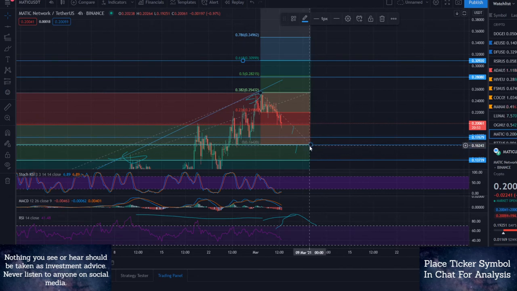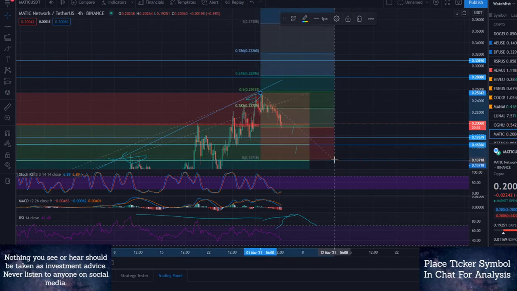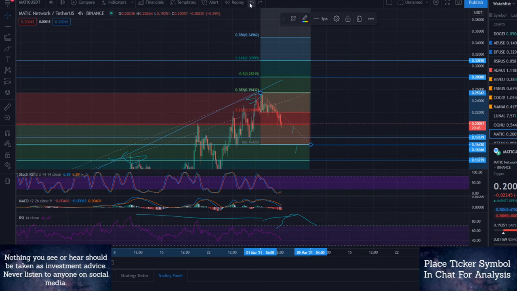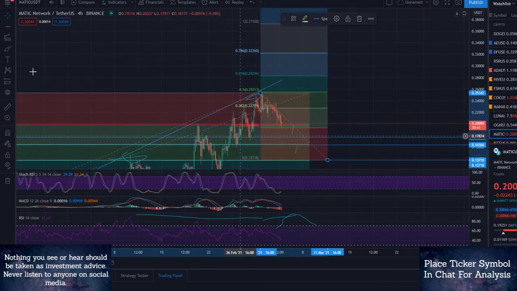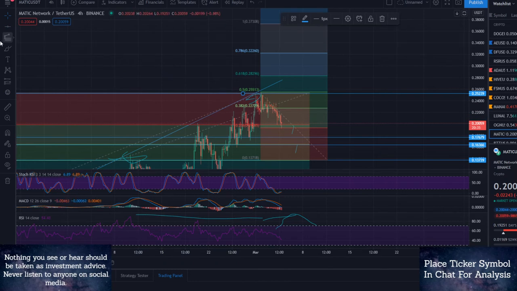Now, if we were to go all the way down to the 13.7 before we bounced, let me actually take these lines away. If we went all the way down to the 13.7 before we bounced, I will then be looking for a target anywhere between 25 cents and 28 cents. So anywhere between this 50% and 61.8% retracement that MATIC seems to really like.